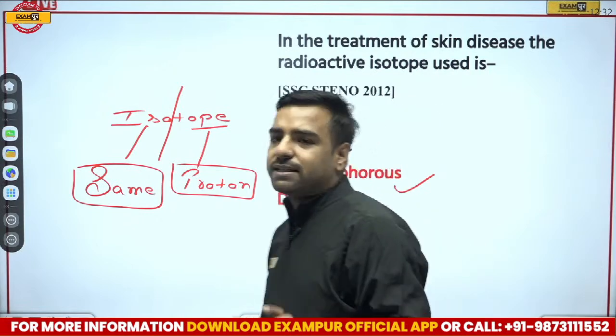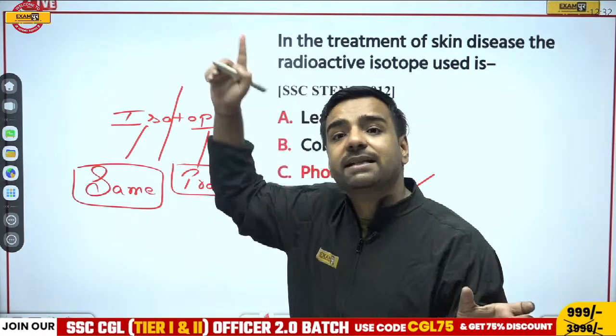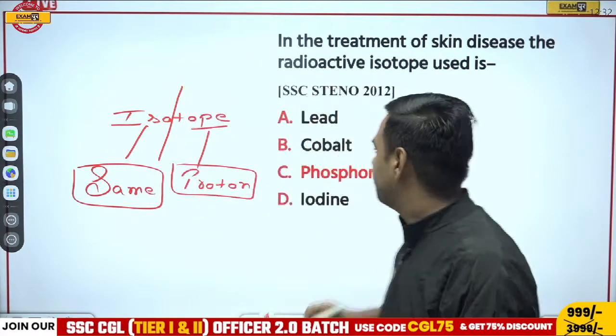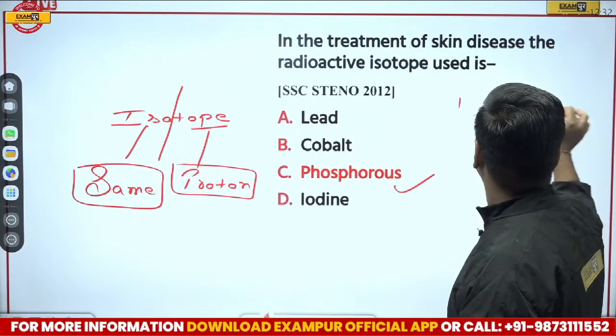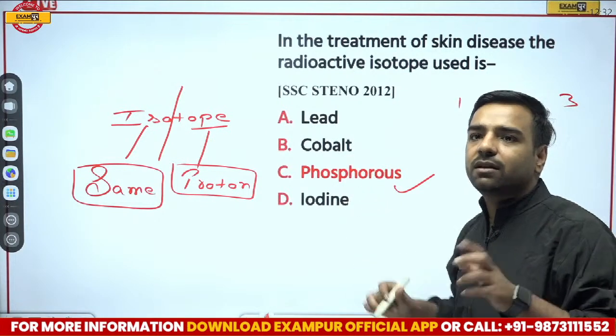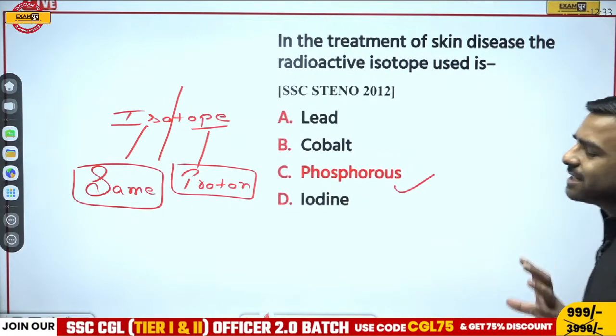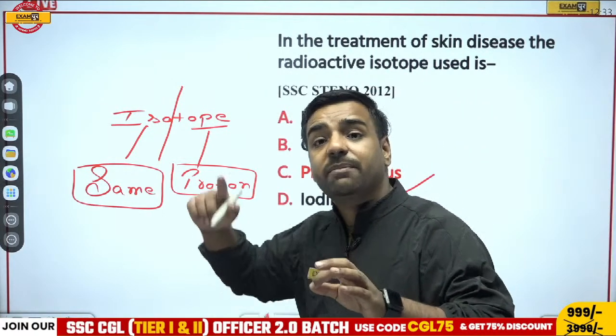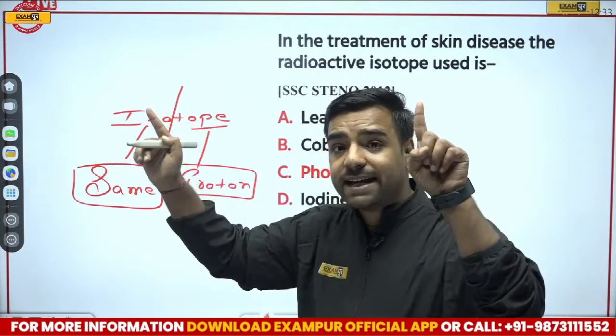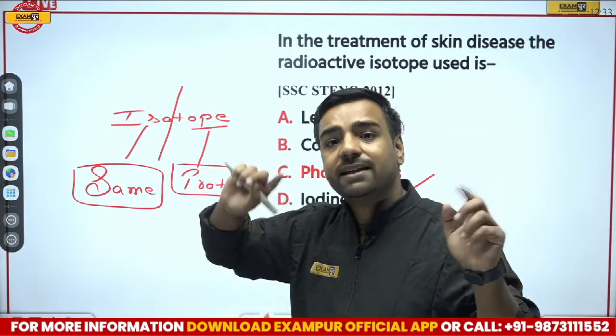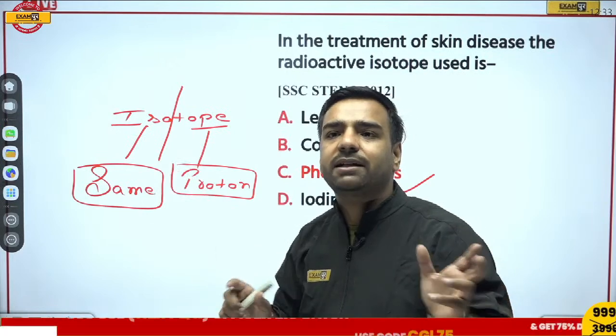Here in this condition you can understand what is going to happen. The number of protons is the same, that means the atomic number is the same, but the mass number is going to be different. In a similar manner, if I talk about phosphorus, it doesn't mean that only P32 exists, it might have other mass numbers as well. That's why we are saying isotope.